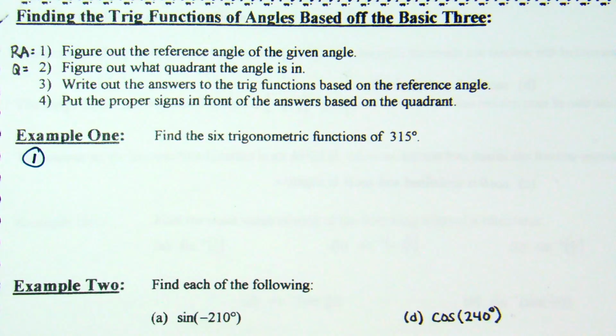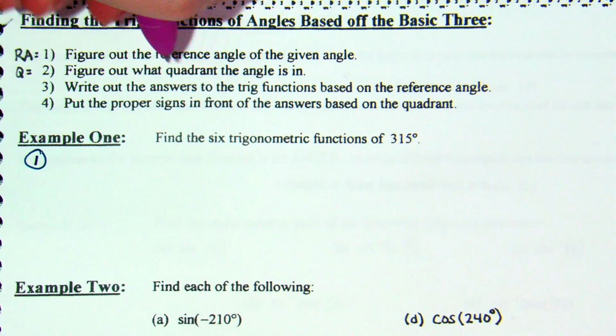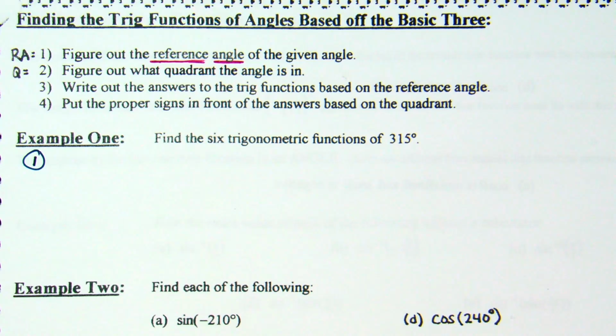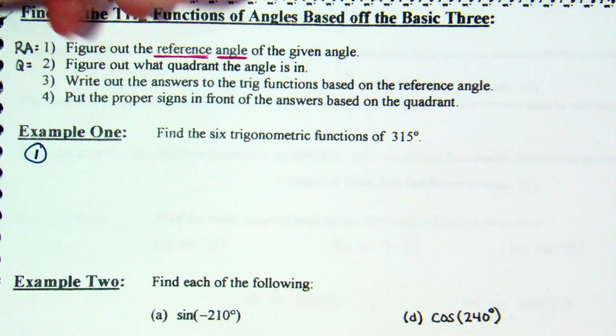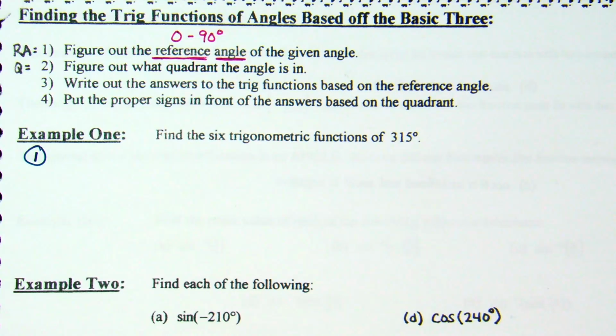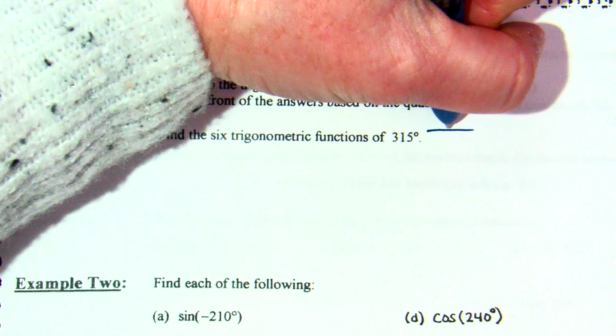Okay, so if I go based on steps. Step 1 says to find the reference angle. And keep in mind, a reference angle is always between what and what? A reference angle always has to be able to land within the first quadrant. So a reference angle is always between 0 and 90 degrees.